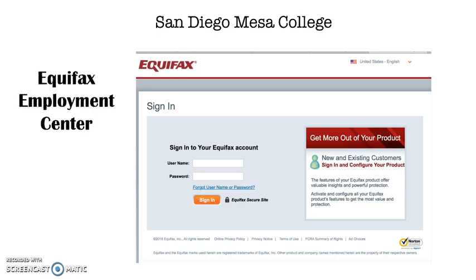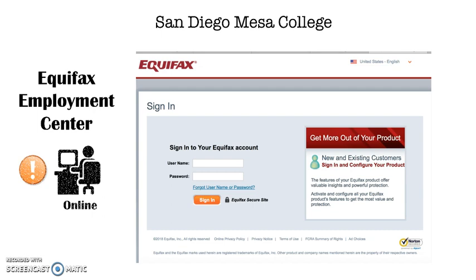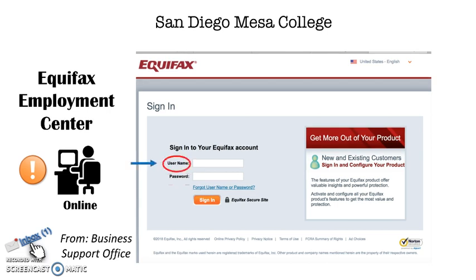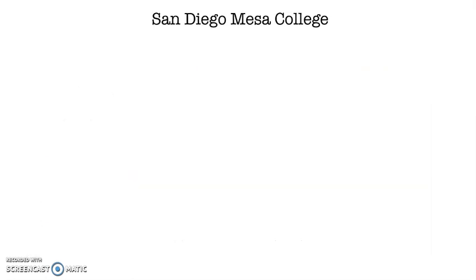This is an important portion of your application process that you will do online. In the email that you receive from the Business Support Office, there will be a link to the Equifax Employment Center website. You will also receive a username and instructions with your password in the same email. You will use this information to access the Equifax Employment Center.